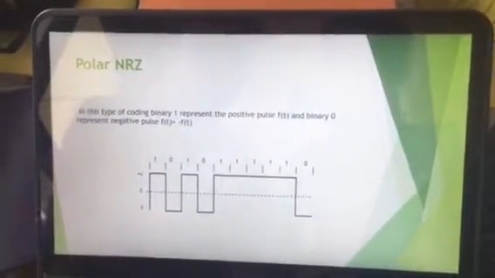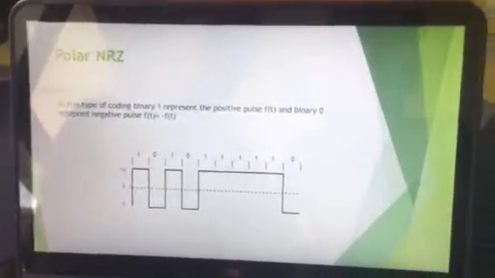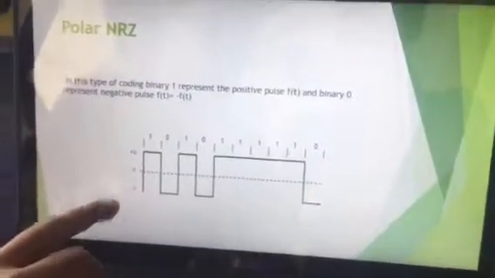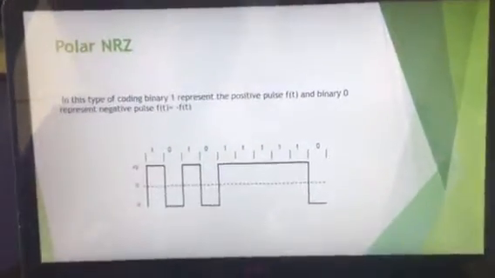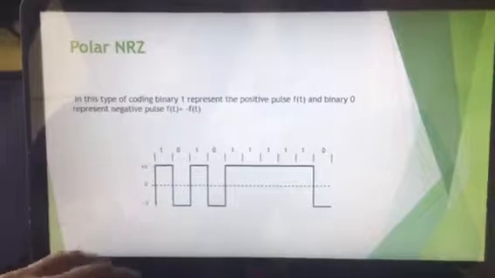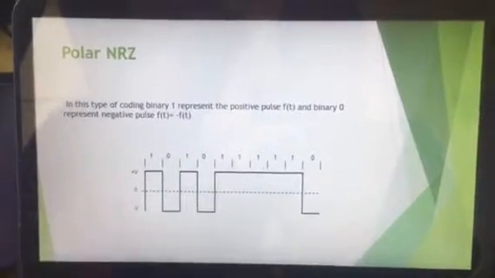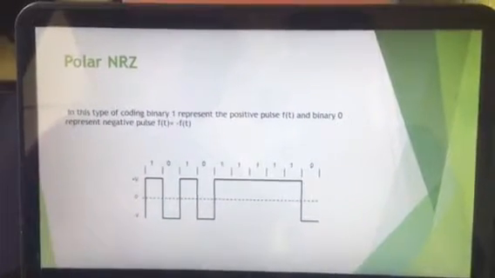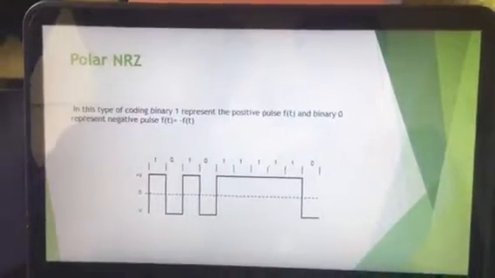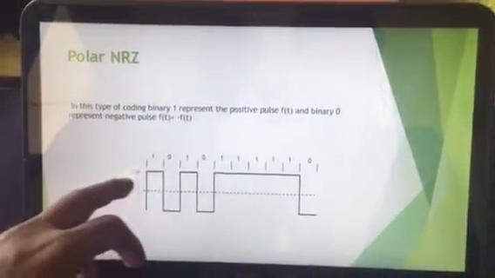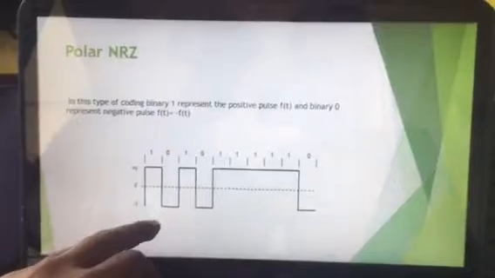In polar, it consists of 3 levels: plus V, 0, and minus V. One is encoded as a positive voltage and 0 is encoded as a negative voltage. In polar, again there are 2 types of encoding, NRZ and RZ. NRZ means one is encoded as plus V throughout the clock pulse and 0 is encoded as minus V throughout the clock pulse.